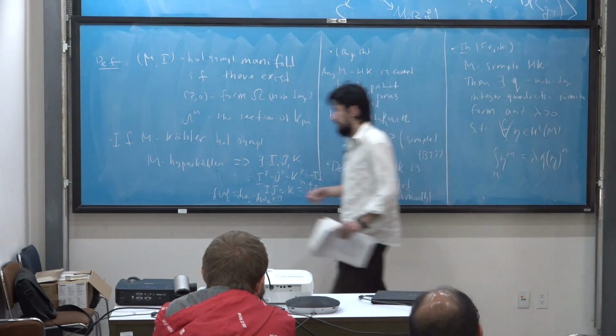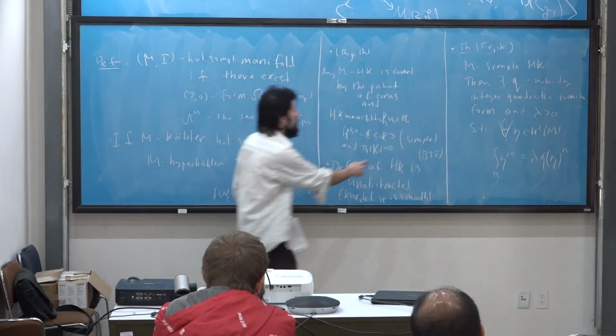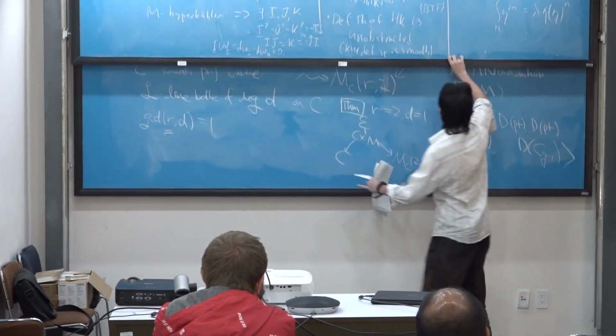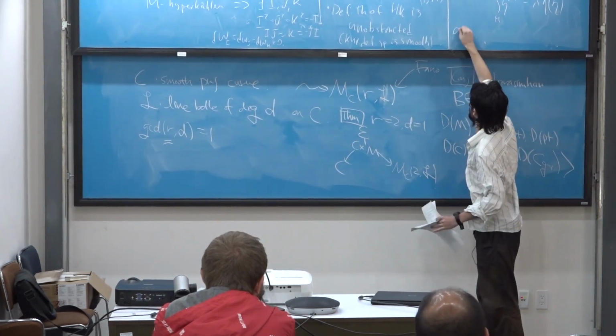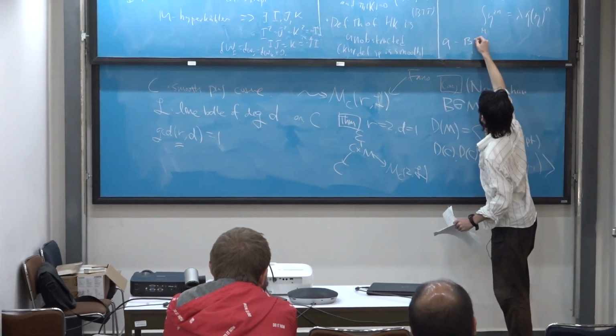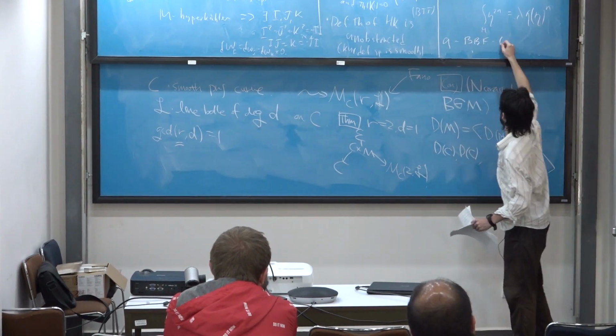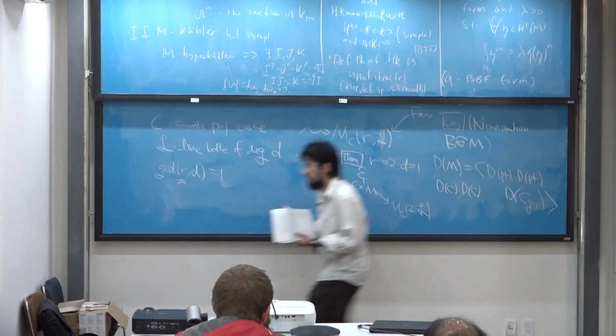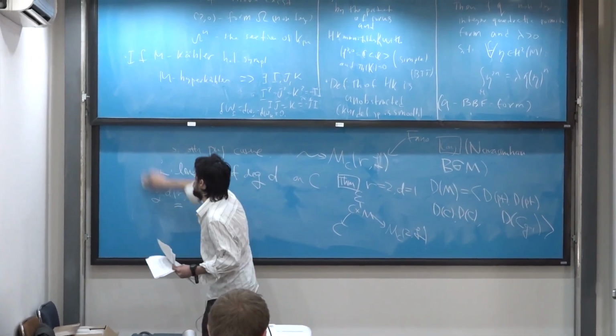Okay. And the existence of this form, so the form Q is called the Beauville-Bogomolov-Fujiki form. And the existence of this form follows just from deformation theory.